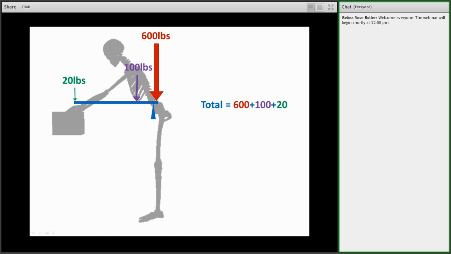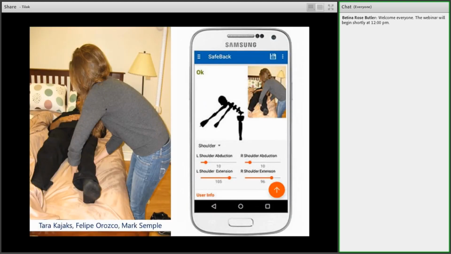So this is how we present that in the PowerPoint portion of a training session. And then we developed this app called SafeBack to try to make it a little bit more intuitive, to allow people to play around with this idea a bit further. This app allows you to take a photo of someone in a certain posture, and you pose this 3D skeleton to match the picture. And then the app tells you whether the load on their spine is safe or unsafe.